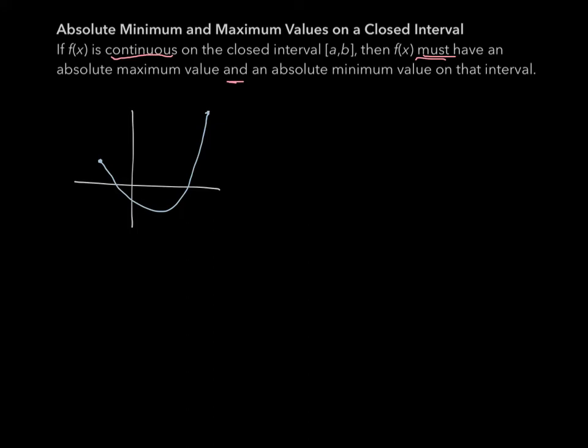So looking at this, where would the absolute lowest point be? Well, I would say it would be right here, and that would be the absolute min. Okay, where would the absolute highest point be? That would be right here, and that would be my absolute max. So I have this closed interval between A and B, and I have an absolute minimum and an absolute max.